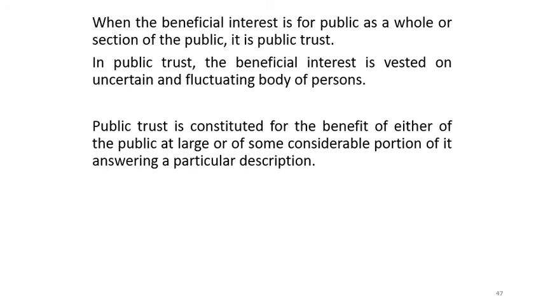Then it is a public trust, because we can't name them. We don't know how many members, how many beneficiaries there are. But as much as possible, we try to give some sort of beneficial interest to that community, the poor people or the Buddhist people or whoever is mentioned in the trust. We must help them. In a public trust, the beneficial interest is vested in an uncertain and fluctuating body of persons, because we don't know how many members there are.